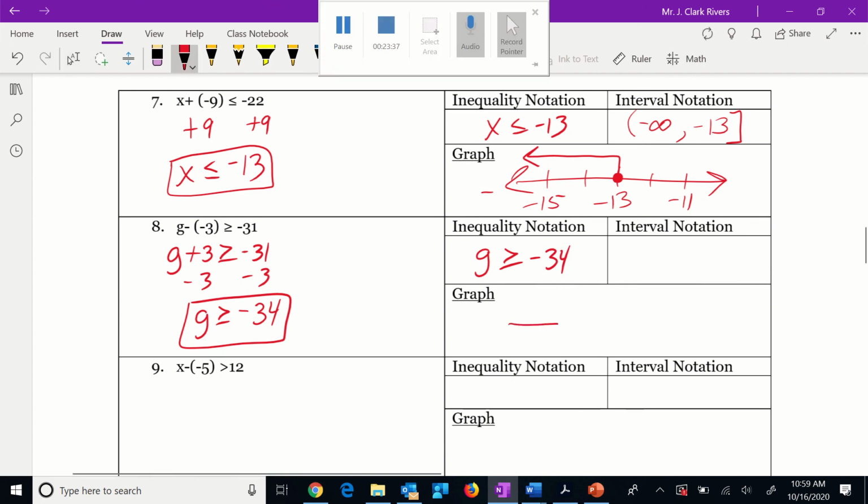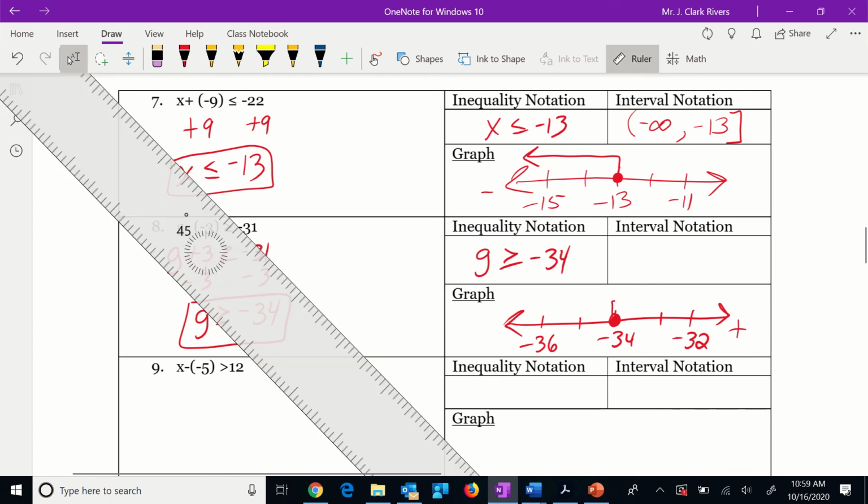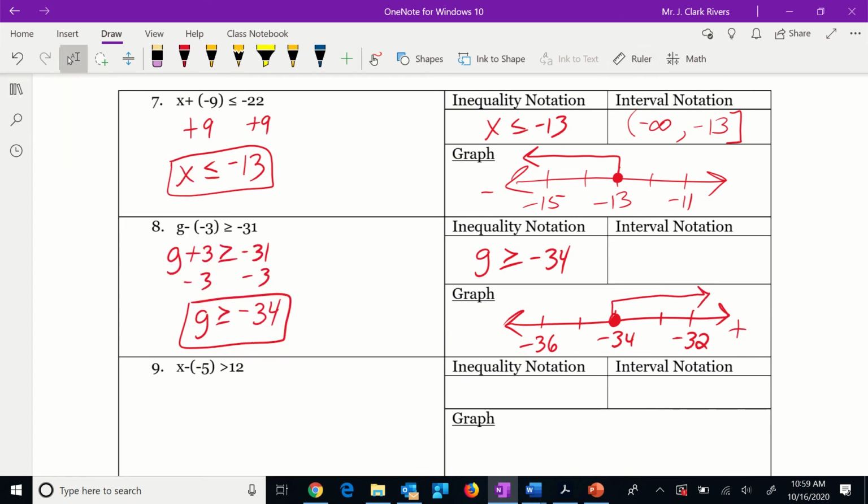Our graph, everything is going to center around negative 34. So that's negative 33, negative 32, negative 35, negative 36. Open or closed circle at negative 34? Closed circle, right? It's G is greater than or equal to. That or equal to there is a key word. All right, now G is greater than. All the greater than numbers are to the right. So we shade to the right.